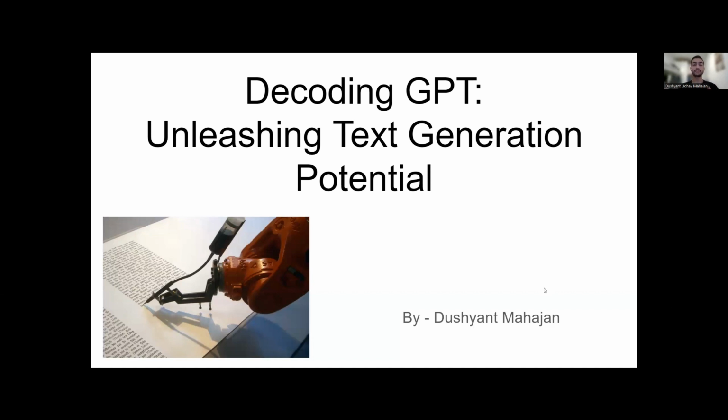This lesson is focused on understanding text generation using GPT. I'll talk about how it's changing the way computers understand and create text. Awesome. Let's roll.